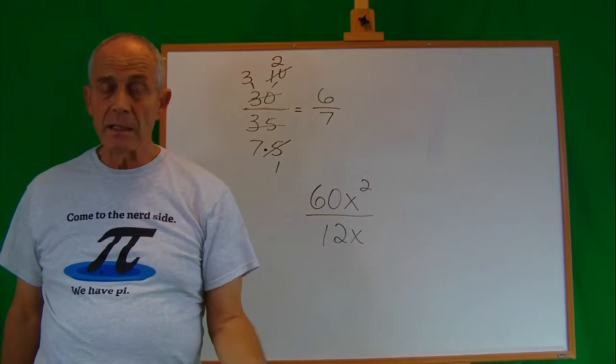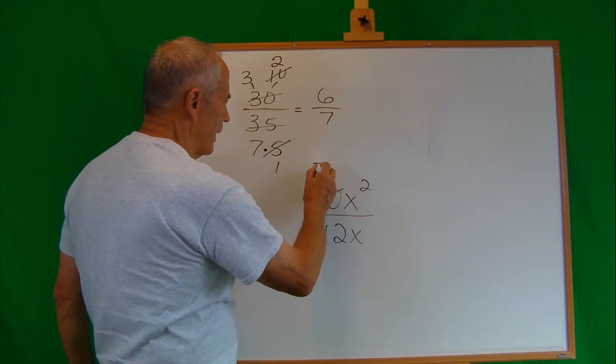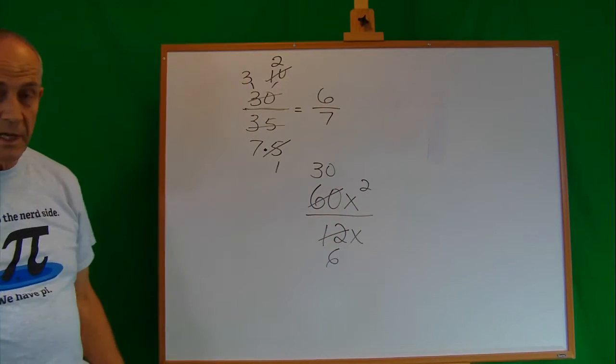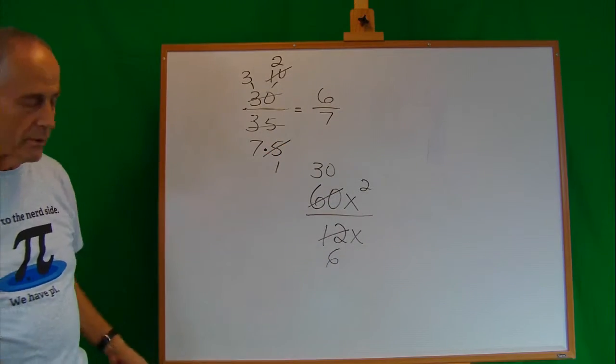Now, at least they're both even. So I could take a factor of 2 out of each one, and I've got 30 over 6. Now at this point in time, I may see that, oh, wait a minute, 6 will go into 30, so there's a factor of 6.